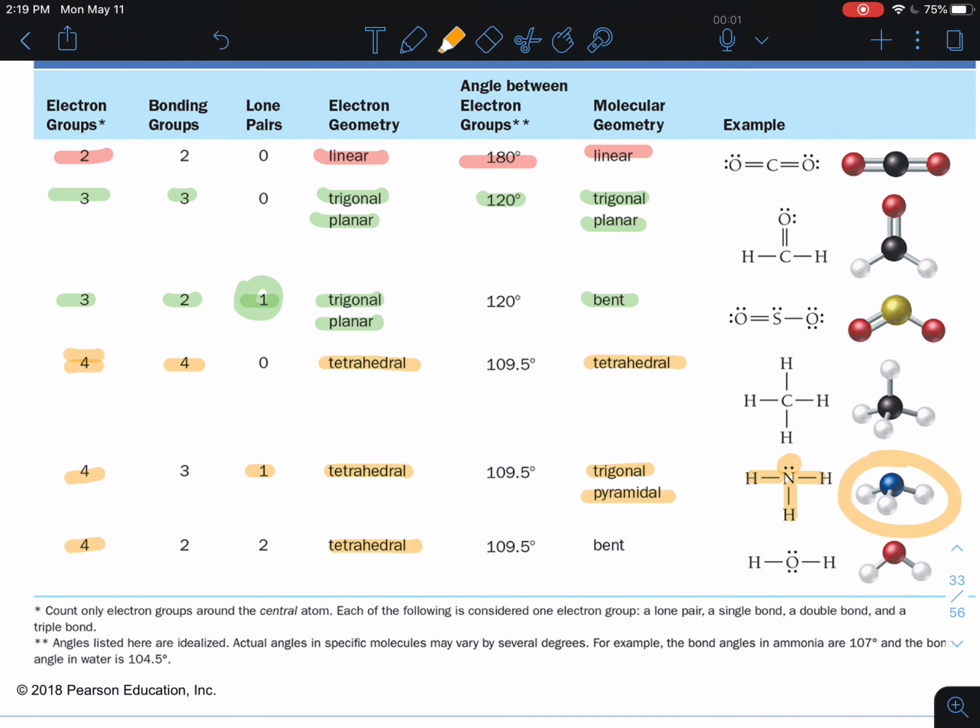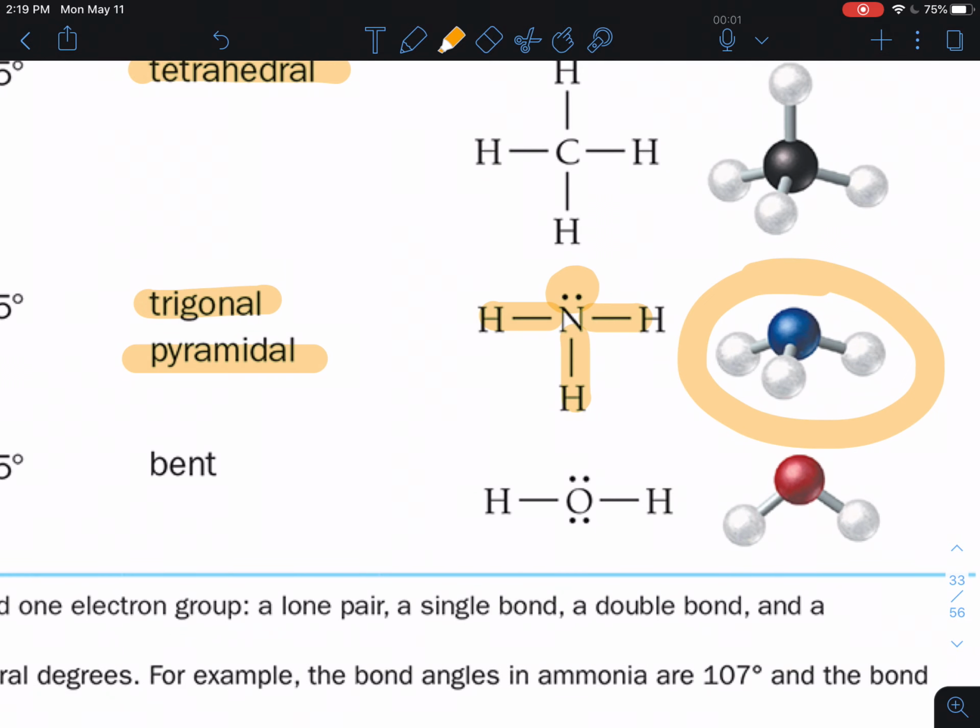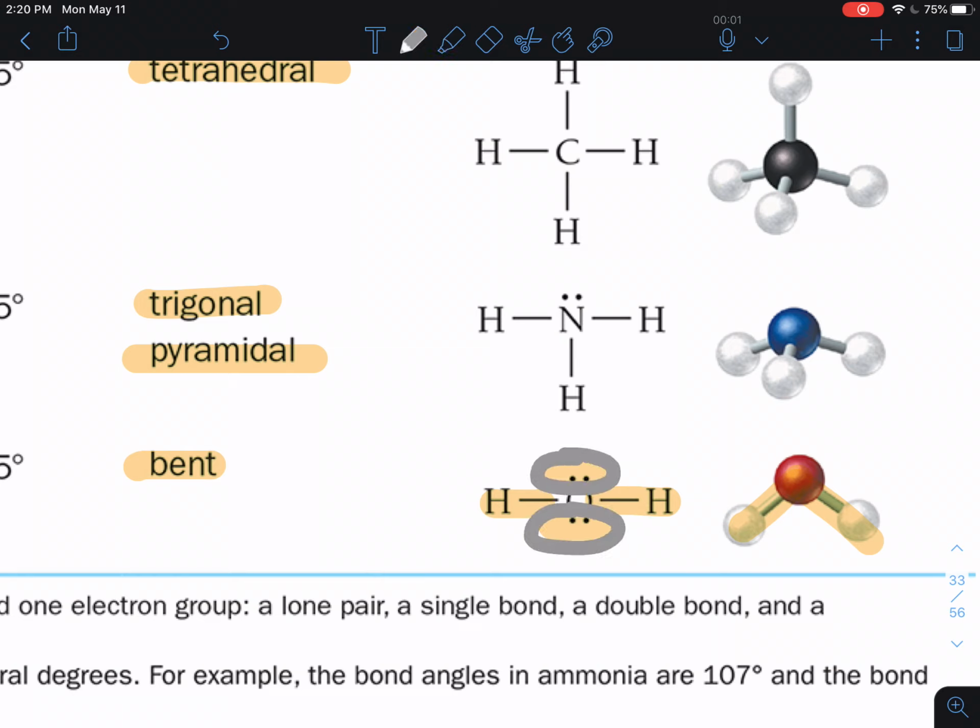Zoom back out again. If, out of the 4 electron groups, 2 of them are lone pairs, even though we're in a tetrahedral electron geometry, we're going to have a bent molecular geometry, right? Like it is true for water, because it's 4 electron groups, 1, 2, 3, 4, but since 2 of those electron groups are lone pairs, we now have a bent structure.